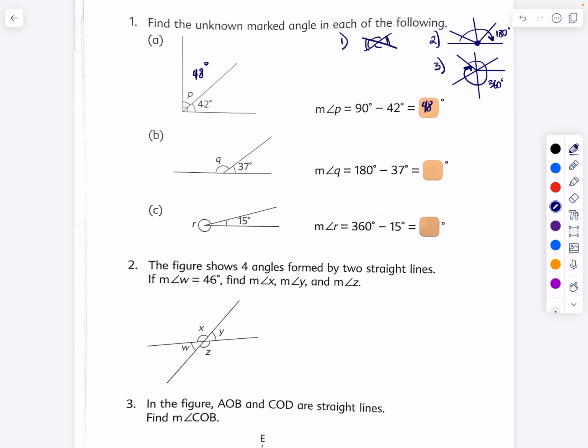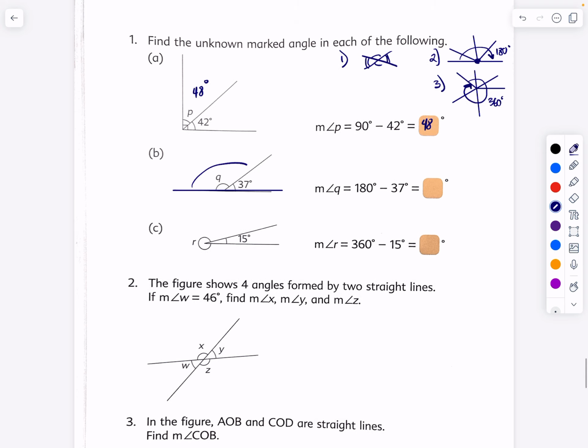Now, in part B, we do have angles on a straight line. One of them is 37, another one is Q. How do we find the missing angle Q? It's 180. That's the whole thing. This entire angle is 180. 180 minus 37 gives us 143 degrees. Angle Q is 143 degrees. My friends, it's very important to label your answers inside the angles neatly.